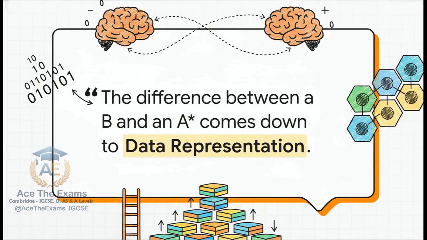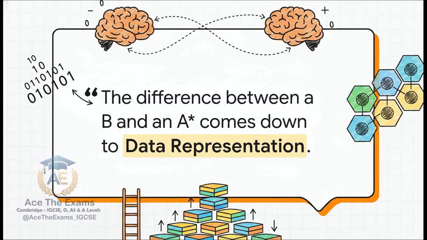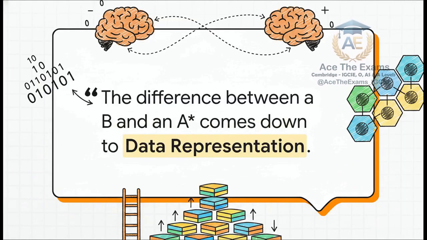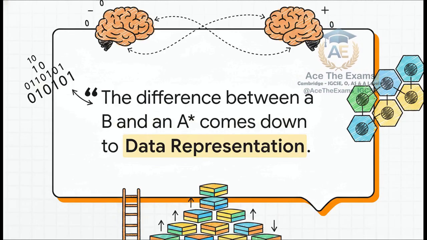Look at this quote for a second. The difference between a B and an A star in computer science often comes down to how well you understand 1.1 data representation. I mean, wow, that comes straight from a senior examiner, and it completely sets the stakes for us today. Mastering this specific topic isn't just a nice to have. It's literally your direct ticket to an A star.